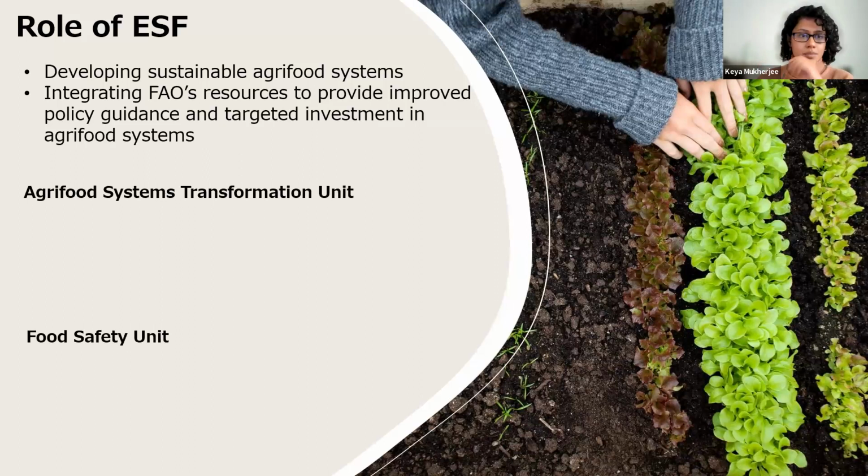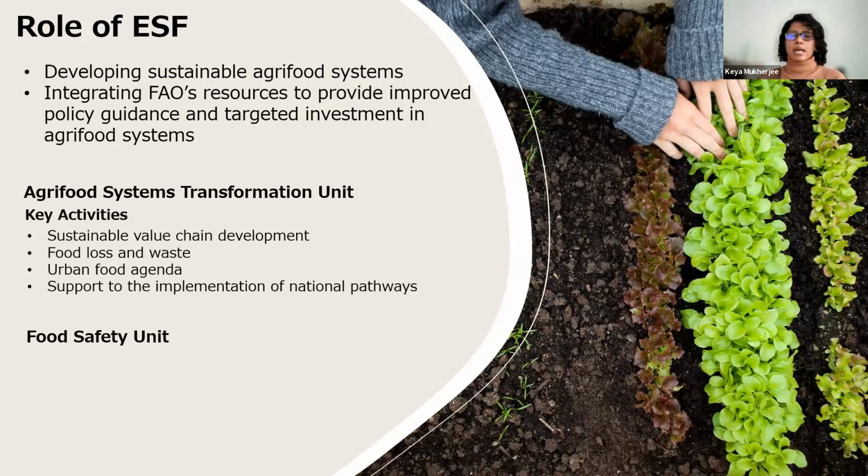The Food Systems Transformation Unit supports governments in building inclusive, efficient, resilient, sustainable agri-food systems, working very closely with governments and key actors such as the private sector, civil society organizations, etc. Some of the key activities that they do are listed here.